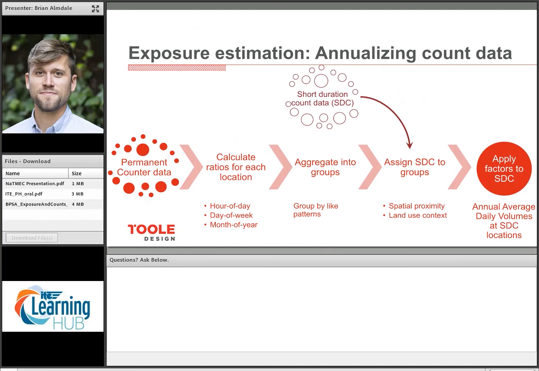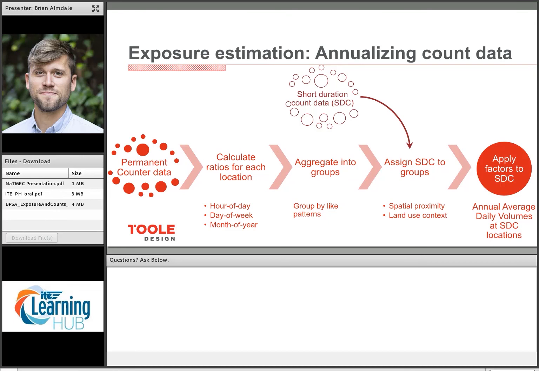So let's begin discussing exposure estimation and annualizing count data. The first step we took in developing citywide exposure estimates was working with permanent count data. We reviewed, cleaned, and validated count data from each permanent count location. Then we calculated hour of day, day of week, and month of year ratios for each location. Locations were then grouped by looking at patterns and volume distributions between each location.